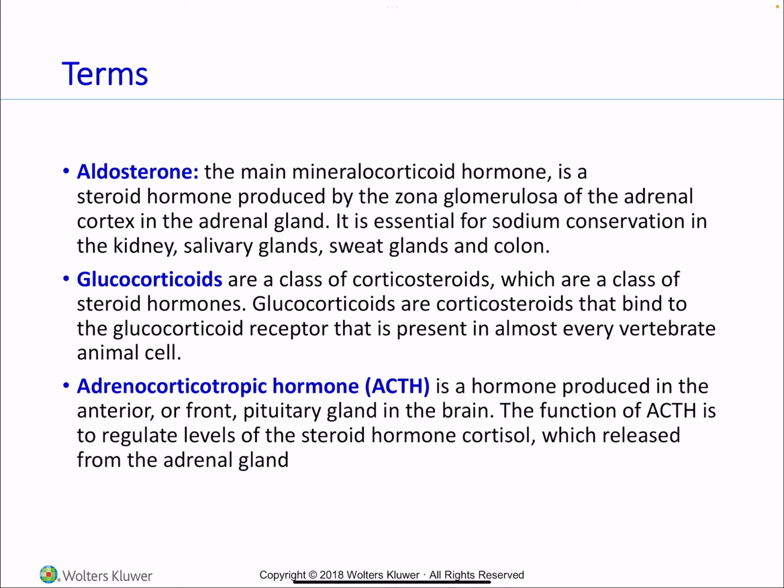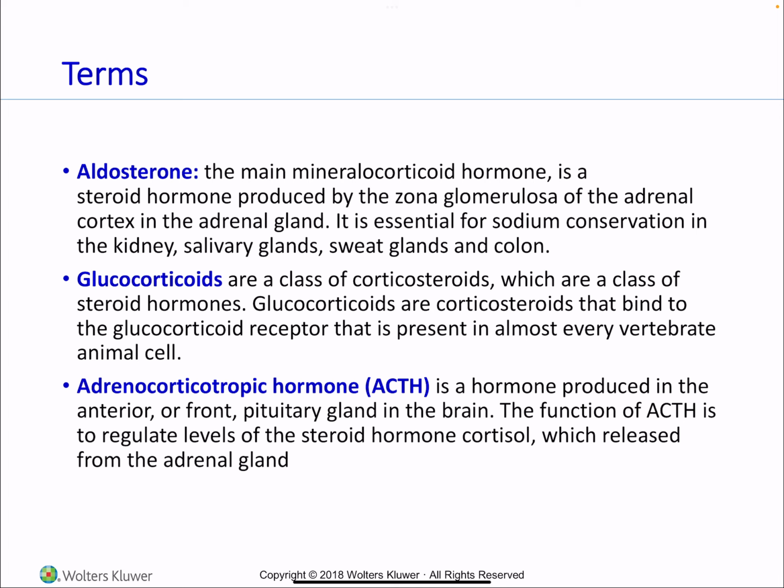And so aldosterone is the first one. Aldosterone is the main mineral corticoid hormone. It is a steroid hormone that is produced by the zona glomerulosa of the adrenal cortex in the adrenal gland. It is essential for sodium conservation in the kidney, in the salivary glands, and also the sweat glands and the colon.